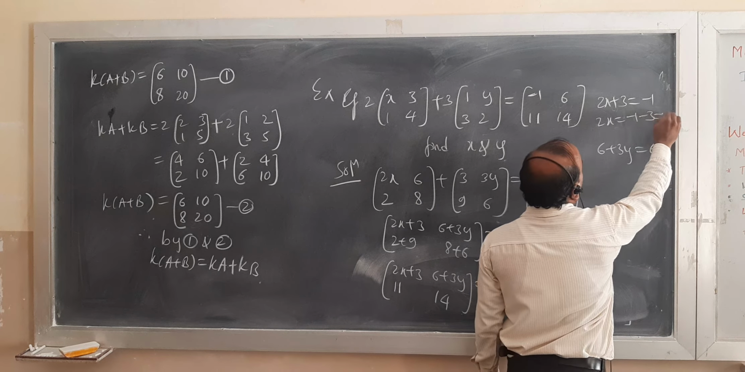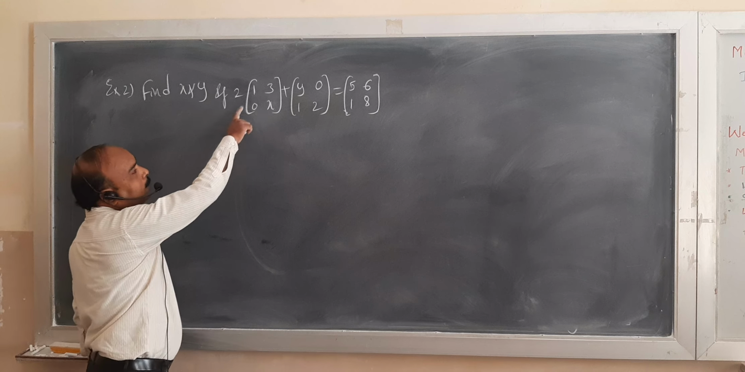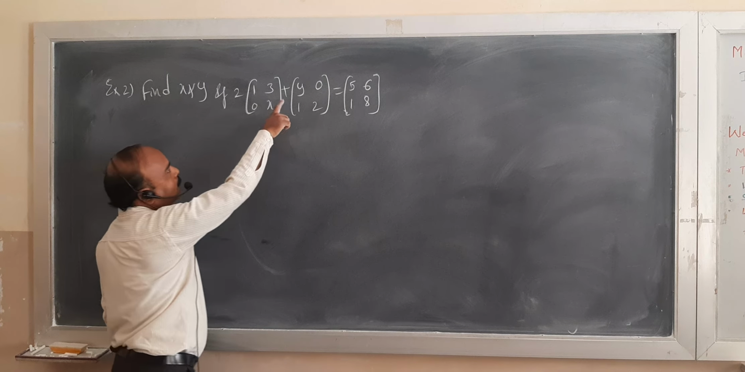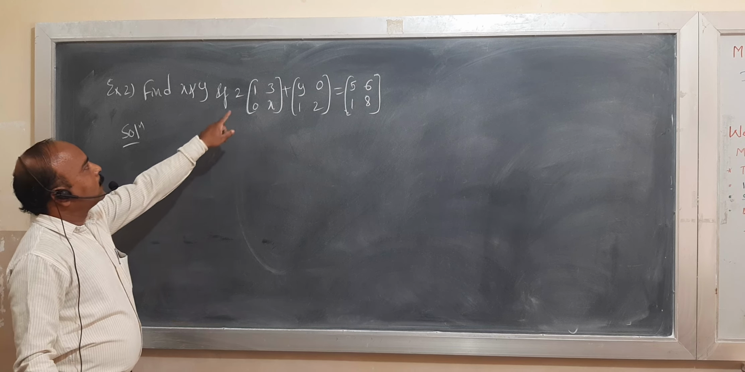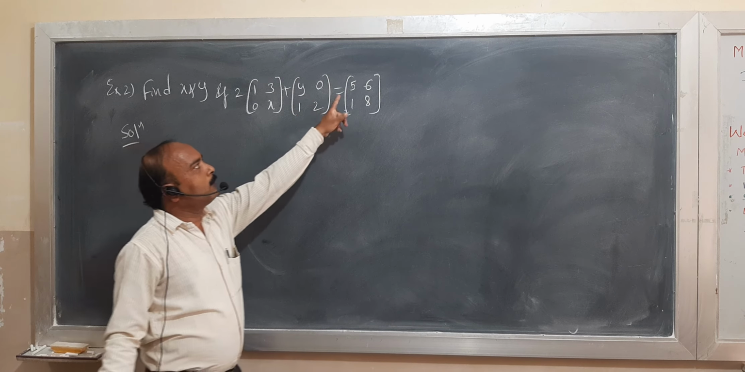Now we go for next example. Find the values of x and y if 2 times the matrix [1 3 0 x] plus the matrix [y 0 1 2] equals [5 6 1 8]. It is a textbook question. Now we solve like this. Using this equation we solve for x and y.